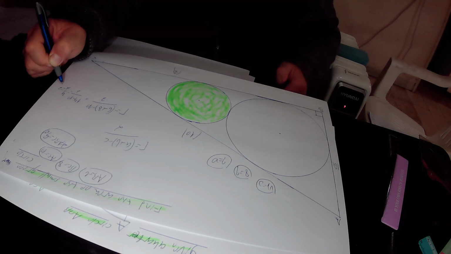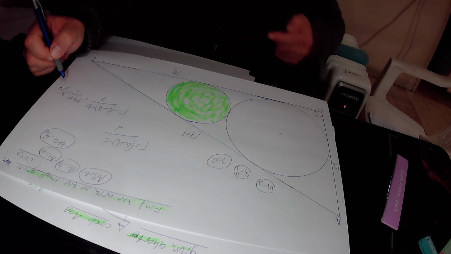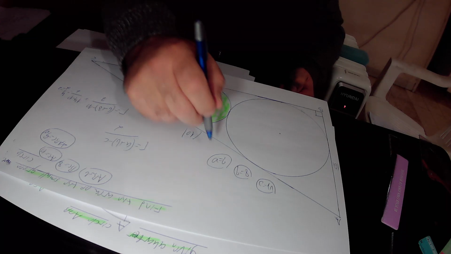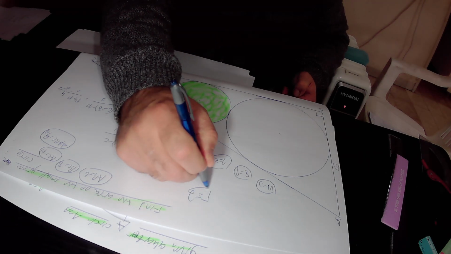So in total we find that the radius of this big circle that is described by the right triangle ABC equals 2 units in length.